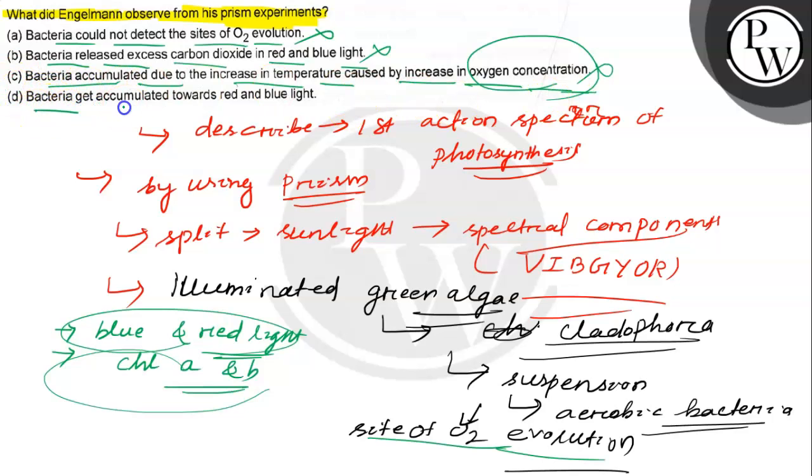Then the last one says that bacteria get accumulated towards the red and blue light. This one is correct, as I discussed here. So these bacteria get accumulated towards the red and blue light.